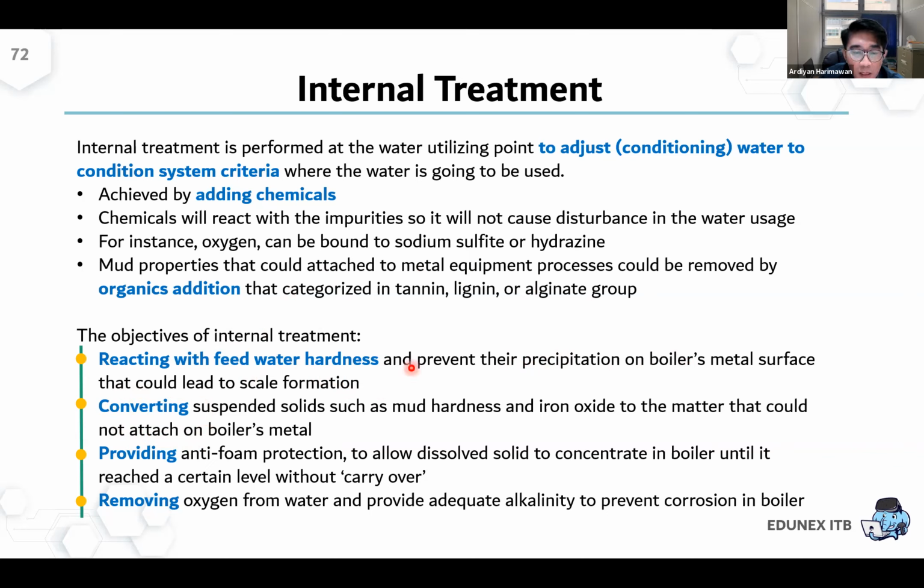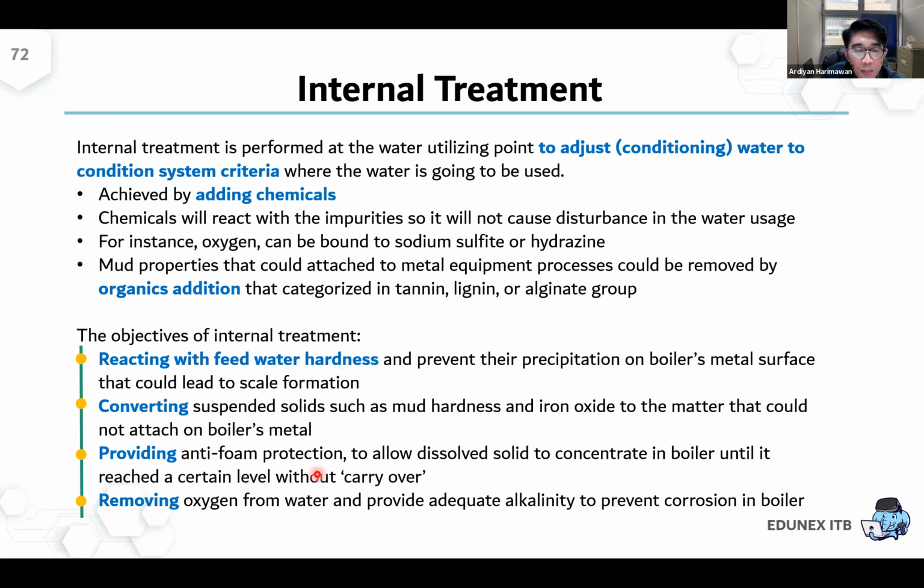Or it can be used to convert the suspended solids, like hardness in the form of mud and iron oxide, to other compounds, and these compounds will not be layering the metal surface. Or we can add anti-foam.